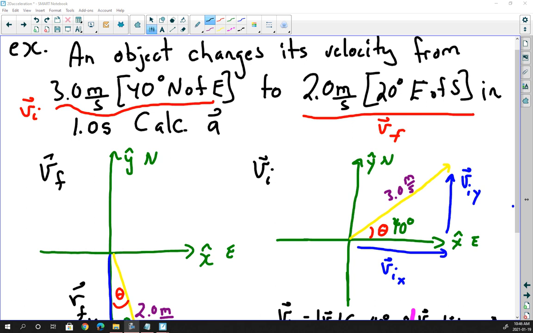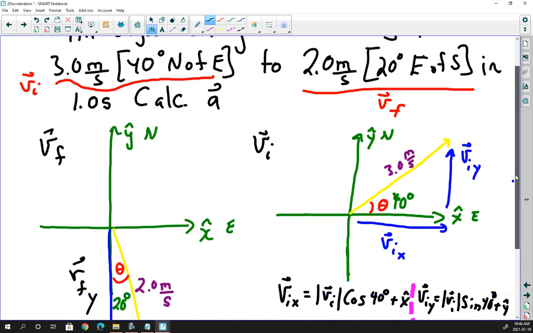Now that example was pretty simple because one was all x component, one was all y component. It's not always like that. We're in grade 12. So let's take a look at this question. An object changes its velocity from 3.0 meters per second, 40 degrees north of east, to 2.0 meters per second, 20 degrees east of south in 1 second. Calculate the acceleration. Well, the first thing we want to do is let's take a look at these velocities graphically.